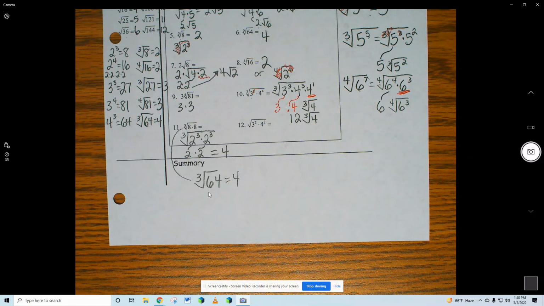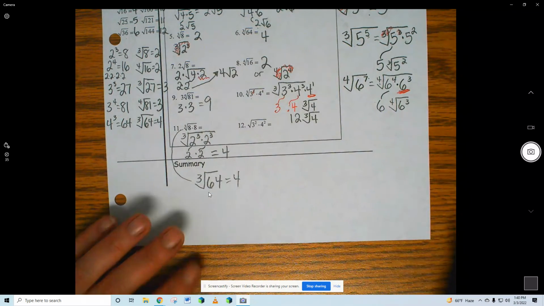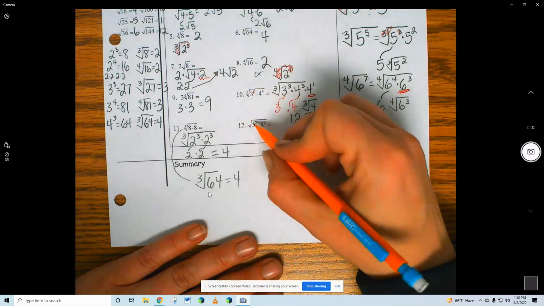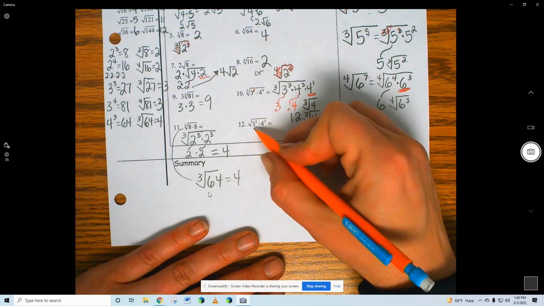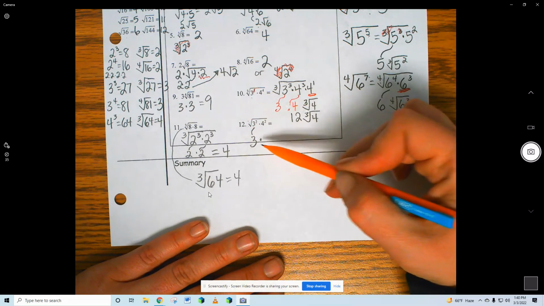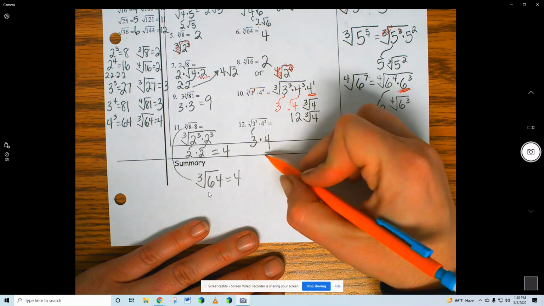You guys, I don't think I finished number 9. 3 times 3 is 9. I don't know. It doesn't look complete. Okay. 12. There's an invisible 2 there. Nobody writes it, but it's a square root. The square root of 3 squared is 3. The square root of 4 squared is 4. That makes 12.